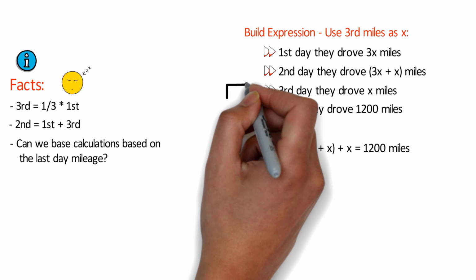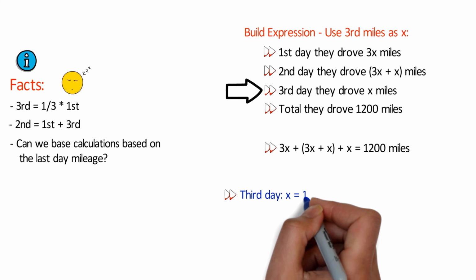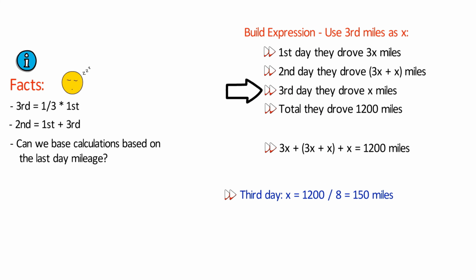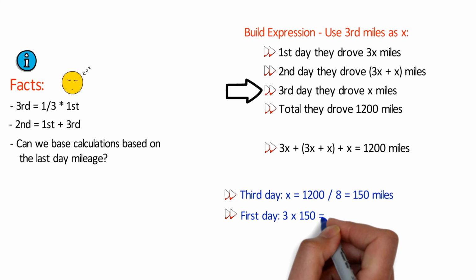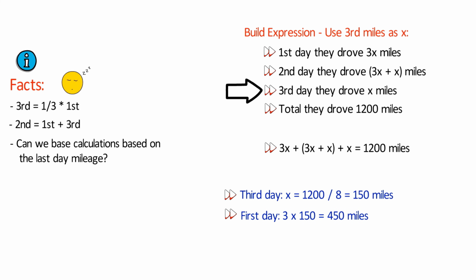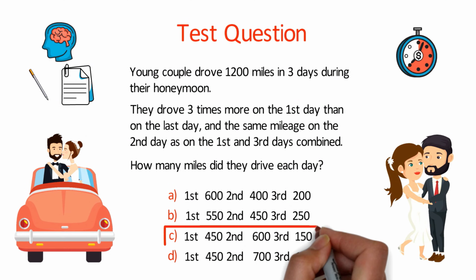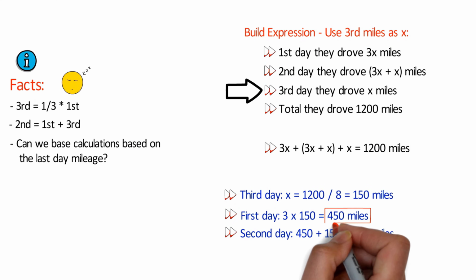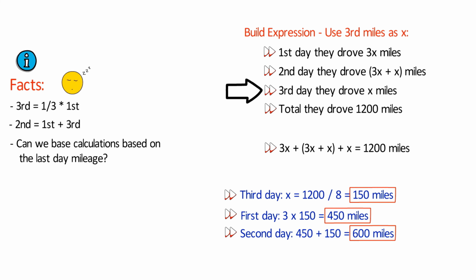Let's do the calculation for x, which also represents the third day. x equals 1,200 divided by 8, which is 150 miles. And this is how many miles they drove on the third day. On the first day then, they drove 3 multiplied by 150, which is equivalent to 450 miles. And on the second day, they drove 450 plus 150 equals 600 miles. So the correct choice here is choice C. On the first day, 450 miles, second day 600 miles, and on the third day 150 miles.